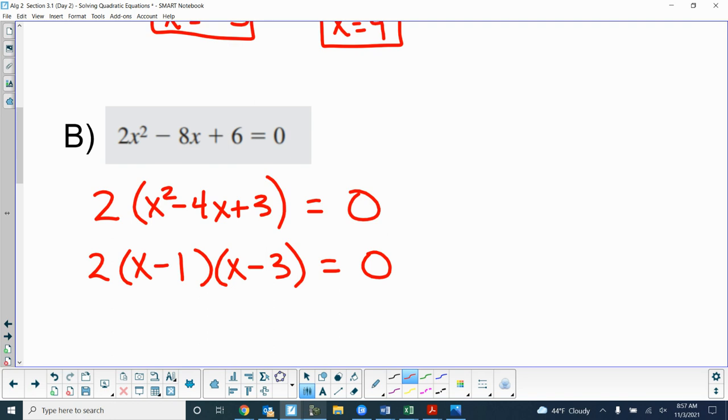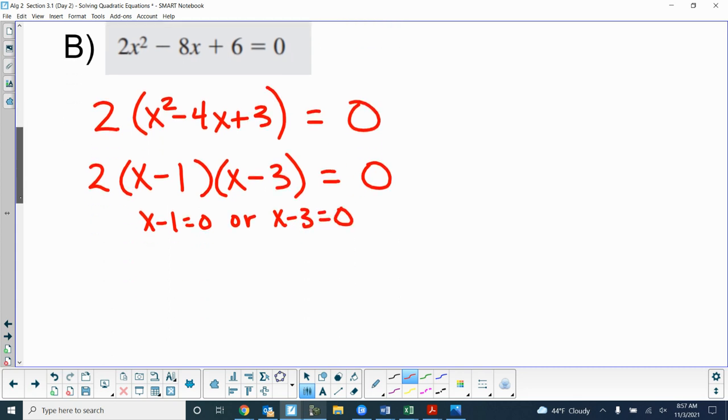So, can I say 2 equals 0? Is that acceptable? No. If there was an x out here with the 2, then I could say 2x equals 0. Okay, but since it's just a number, you can't say 2 equals 0. That's not true. But I can say x minus 1 equals 0, or x minus 3 could be 0. Okay? So what's my two answers?